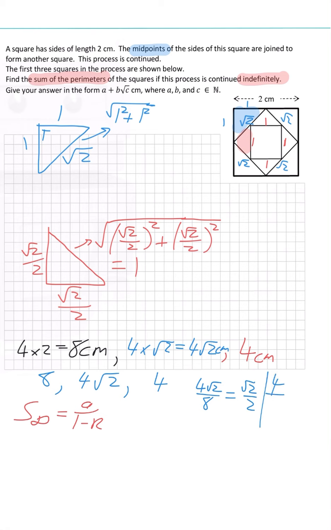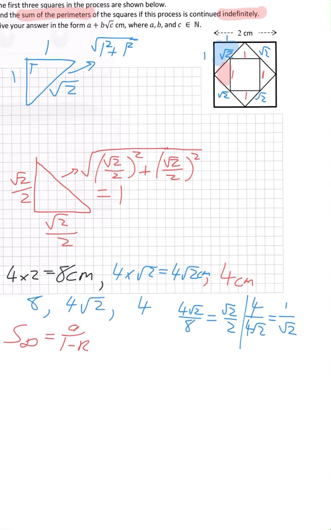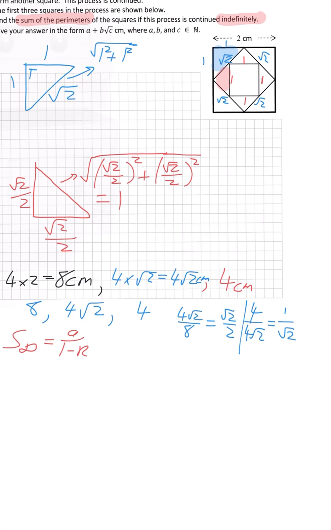So I put 4 over 4 root 2, so that will get me 1 over root 2. But then if I rationalize the denominator of this, I would end up with root 2 over root 2 times root 2, so that'd be root 4, so root 2 over 2. So I'm getting the same ratio, so I can see that that is correct. So that is my R value. R is equal to root 2 over 2.